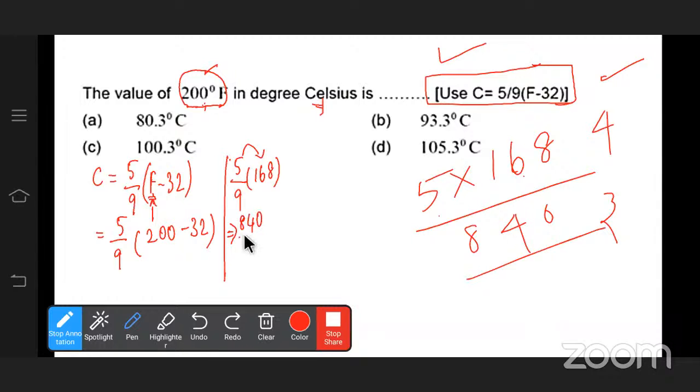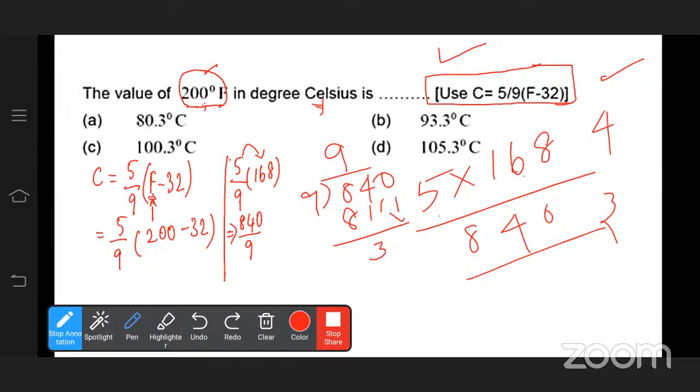840 divided by 9. So here divided by 9, I'm putting 9. So what is the next step? You're going to divide these two numbers, 840 divided by 9. I'm going to take 2 digits. So what is the number? 9 nines are 81, right? In the 9 table, 9 nines get 81. So I'm putting 81. What is the remaining?